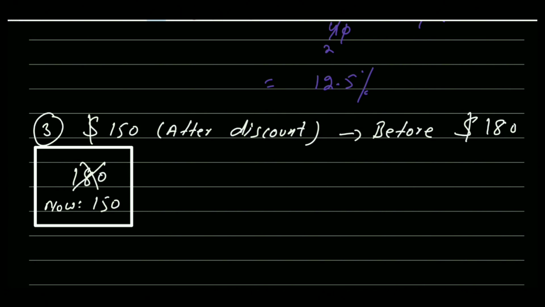So you can see the discount is 180 minus 150, that is 30. So the discount of that thing is 30. Now we have to find the percentage discount.